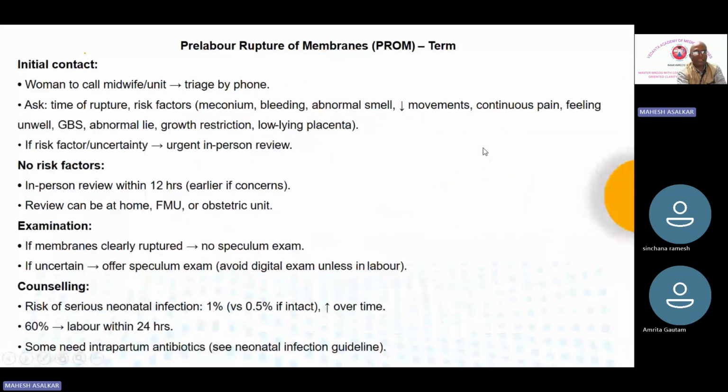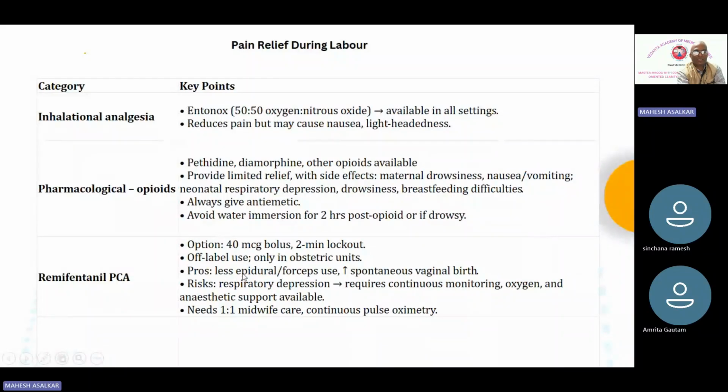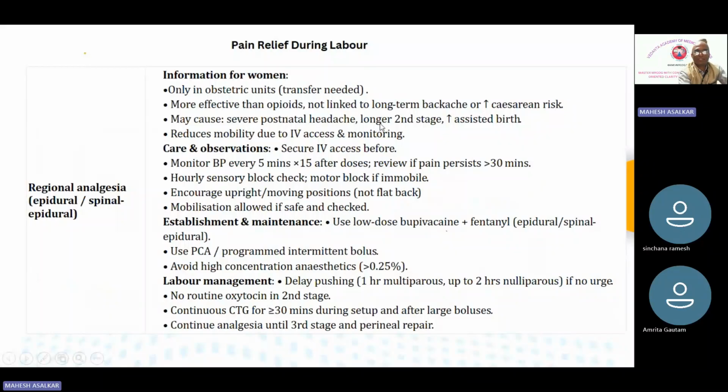While with remifentanil, compared to the epidural, there is less epidural forceps use, and increased spontaneous vaginal birth. While here the assisted delivery is more in the regional analgesia. Second stage is longer, increased assisted vaginal birth, reduces mobility due to IV access and monitoring.